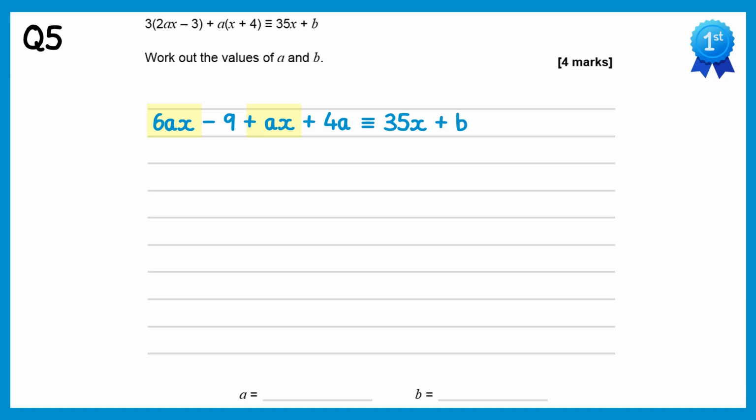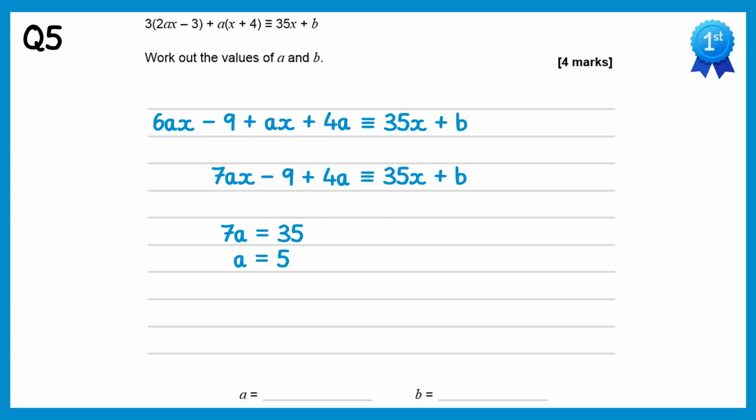6ax plus ax is going to be 7ax, and then we have negative 9 plus 4a is identically equal to 35x plus b. Now if we equate the coefficients, on the left we have 7ax, and on the right 35x. This tells us that 7a must equal 35, in which case a equals 5.